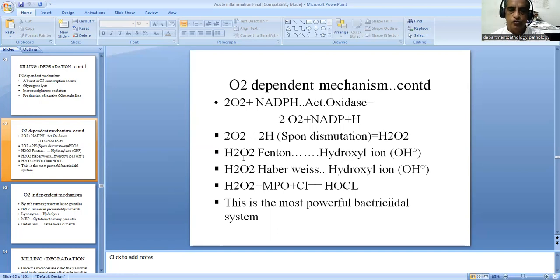Now this H2O2, via two pathways. The Fenton reaction or the Haber-Weiss reaction produces hydroxyl ion, which is a toxic ion and produces destruction. Number two, it takes up the MPO from the cell, the myeloperoxidase. Hydrogen peroxide is acted upon by myeloperoxidase plus one halogen. In this case, we are taking the example of chloride. It can be bromide, anything. One halogen is taken, which results in the formation of hypohalous acid, in this case hypochlorous acid. This hydrogen peroxide, MPO, halogen system is the most powerful bactericidal system in the cell.